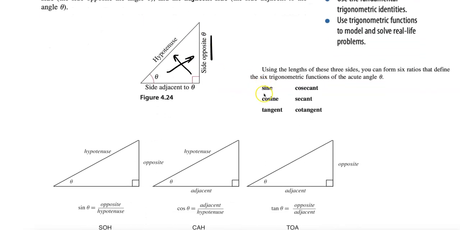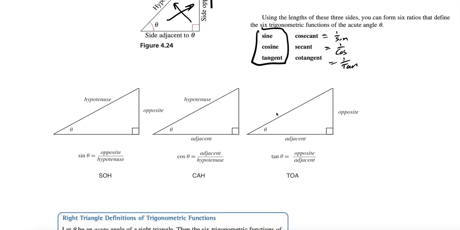We have sine, cosine, and tan. Those are like the big 3. And then we have the reciprocal functions. Cosecant is just the reciprocal of sine, so it's literally just 1 over sine. Secant is the reciprocal of cosine, it's 1 over cosine. And cotangent is 1 over tan. That's the easy one because it sounds like it. So the real key is just knowing these 3. If you know those 3, you're going to be golden.